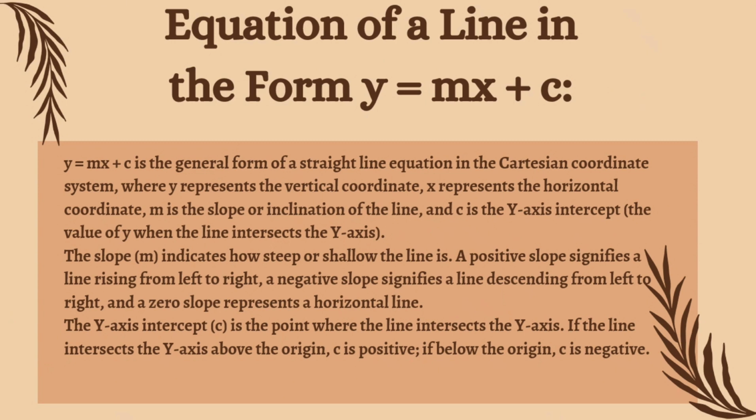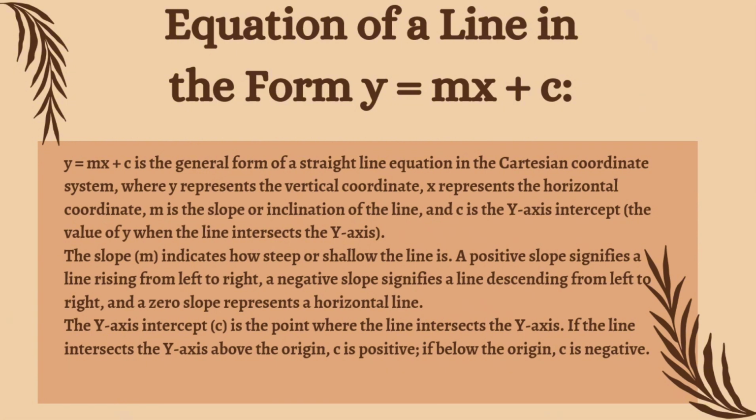The slope m indicates how steep or gentle the line is. A positive slope signifies a line rising from left to right. A negative slope signifies a line descending from left to right. And a zero slope represents a horizontal line.